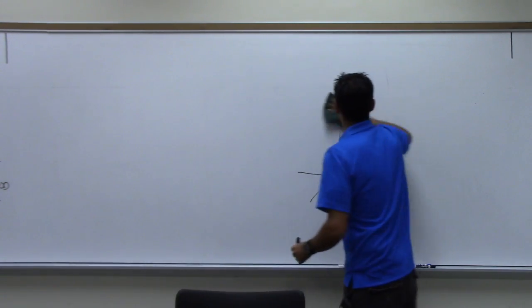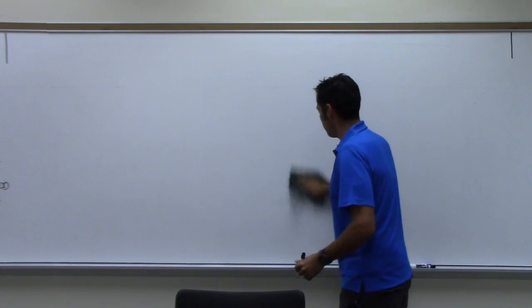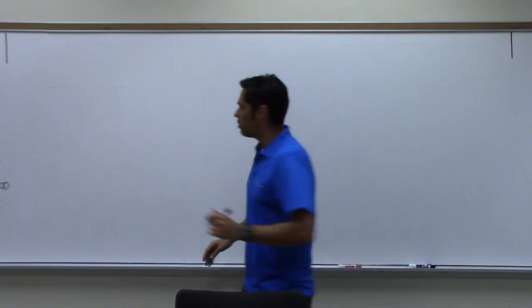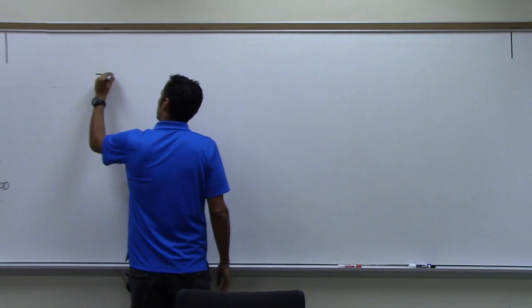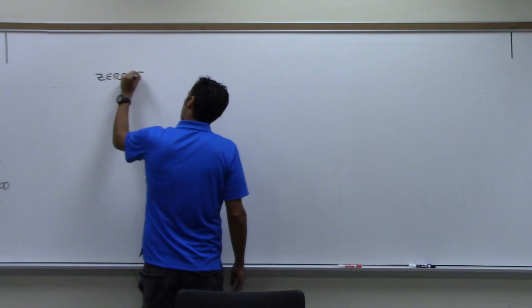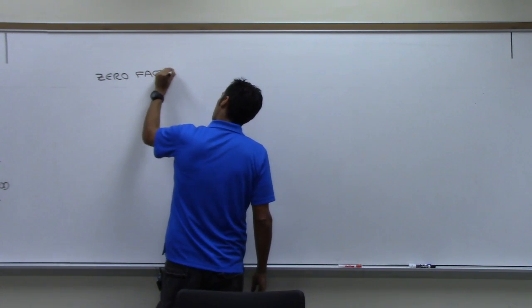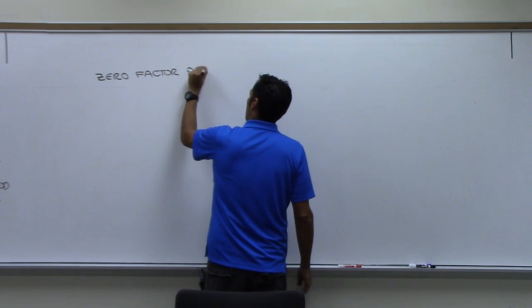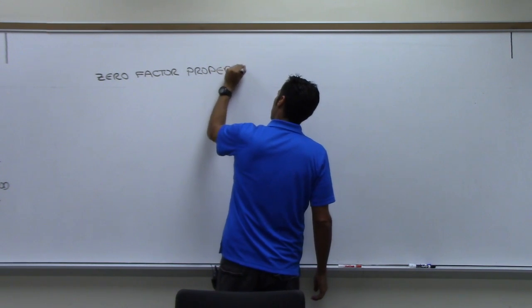Before I can do it, though, I have to make sure everyone is on board with this. It's called the zero factor property. This is a major property. We don't want to take it for granted.